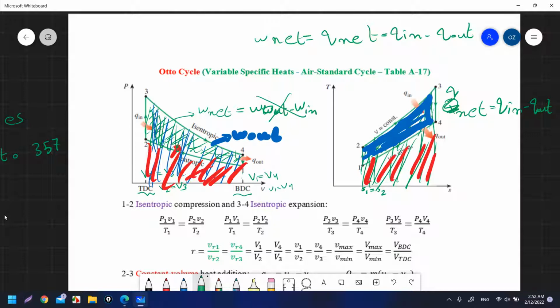the cycle. Okay, we will not use this one because in other cycles it will take some time, but we will usually use this one, Qn minus Q out, and we will say W net is equal to Qn minus Q out. Okay.